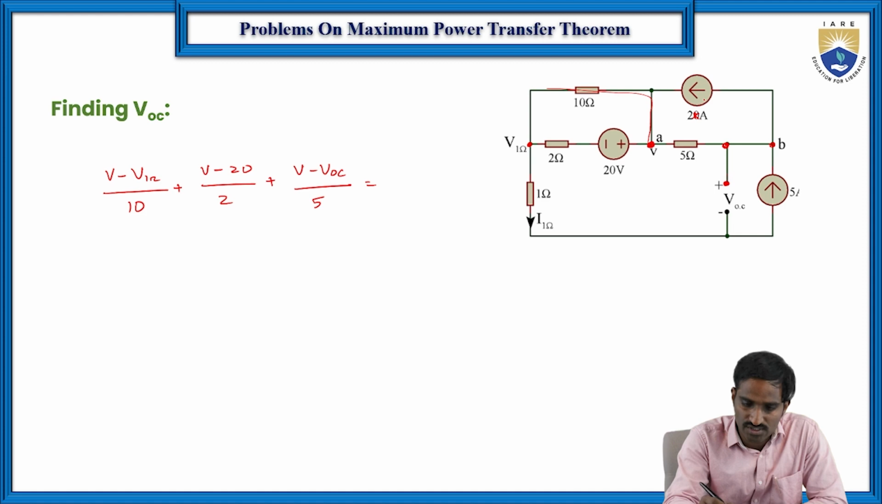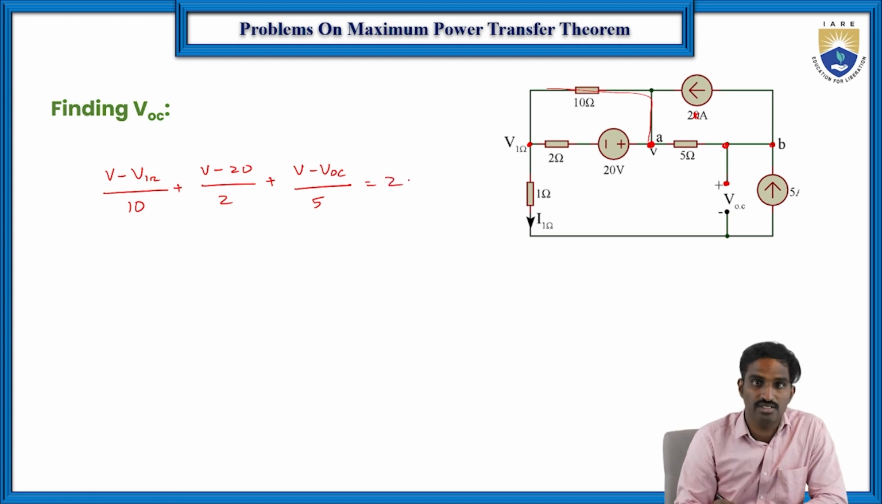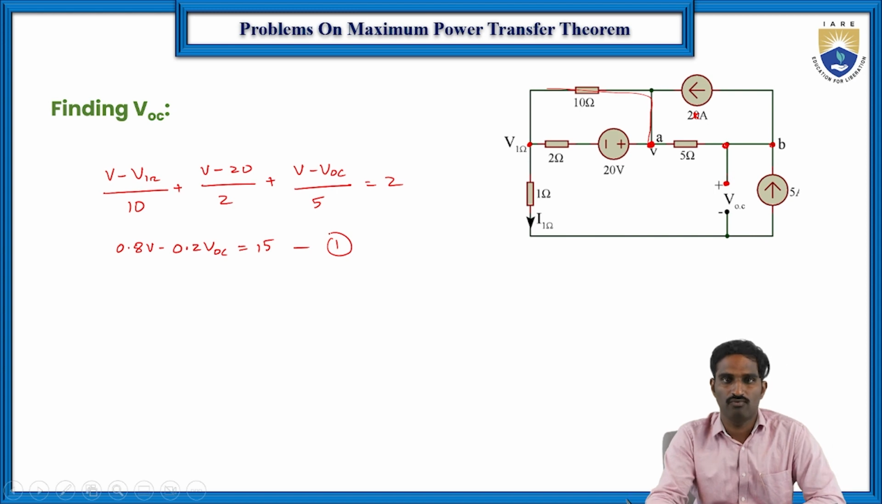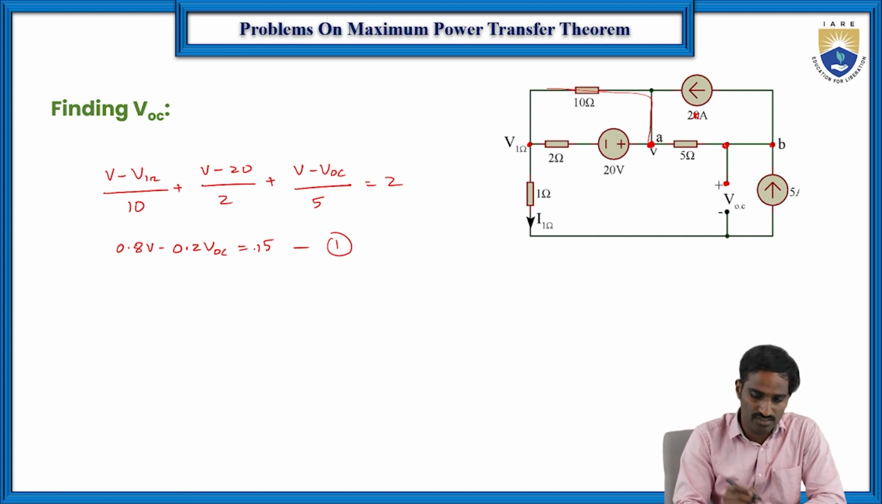Which is equal to again V2, at this particular VOC point it is the 2 amperes, so let us consider 2. Then if you simplify this, you will get finally 0.8 V minus 0.2 VOC, which is equal to 15. So let us consider this is equation number 1.